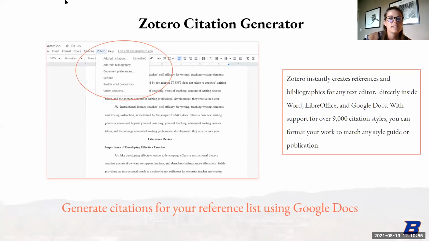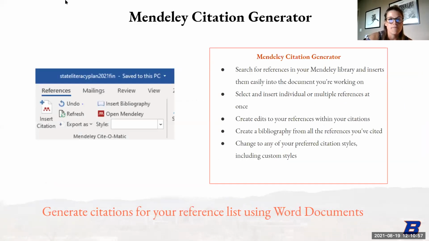So this is an example of the Mendeley citation generator in Word. It's kind of similar, but it has this called Mendeley Citomatic right on the top of your Word document. And here you can insert your citation. It essentially does the same thing. This is just what it looks like in Word.